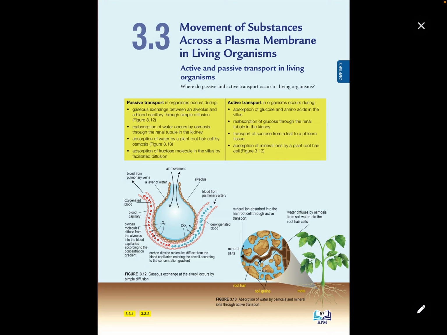Next, active transport is the absorption of glucose and amino acids in the villus. Next is reabsorption of glucose in the kidney again. Transport of sucrose from a leaf to a phloem, and absorption of mineral salts by plant root hair cells. Again, these all get repeated in the next chapters. So yeah.